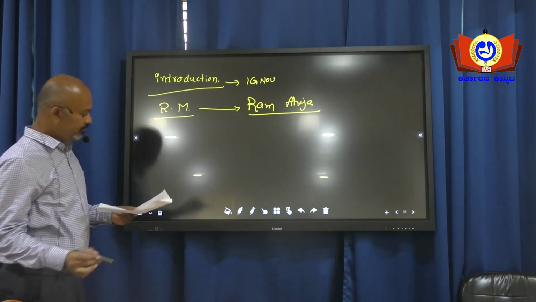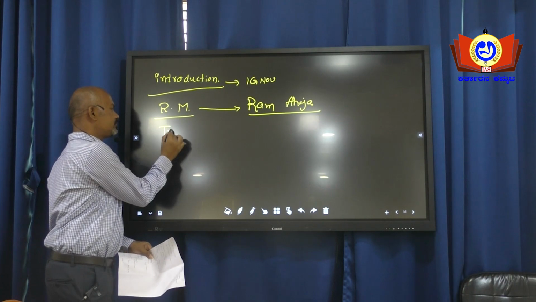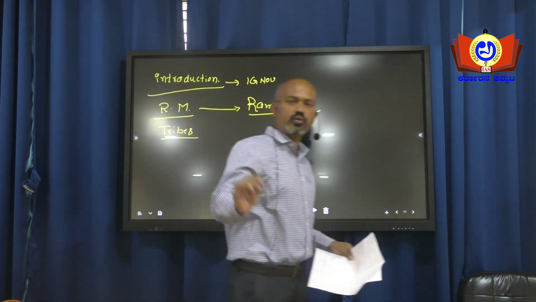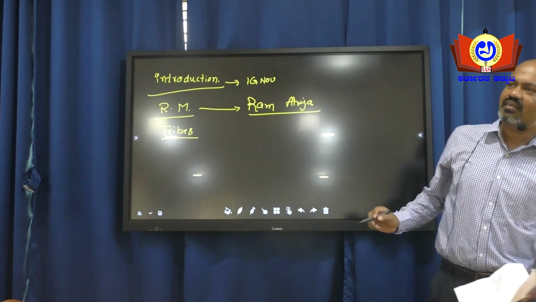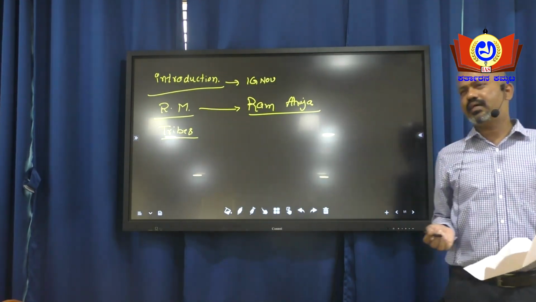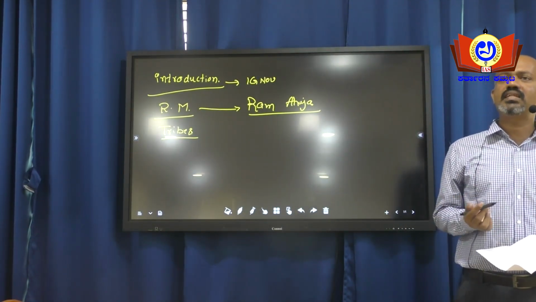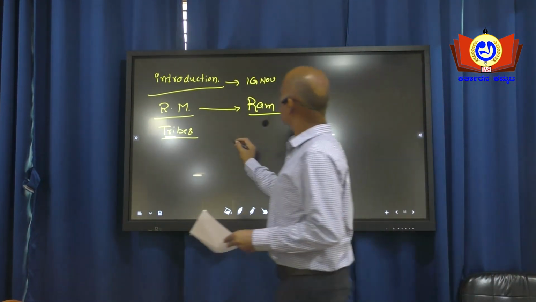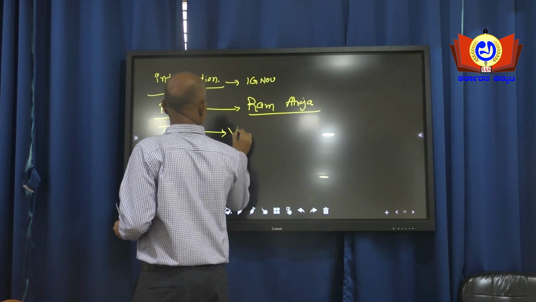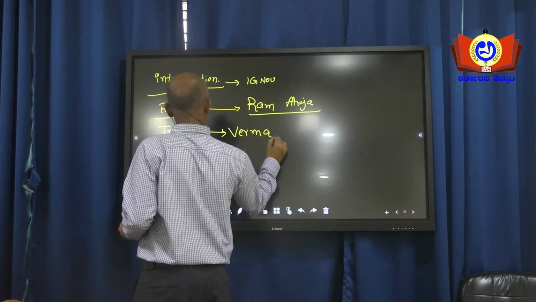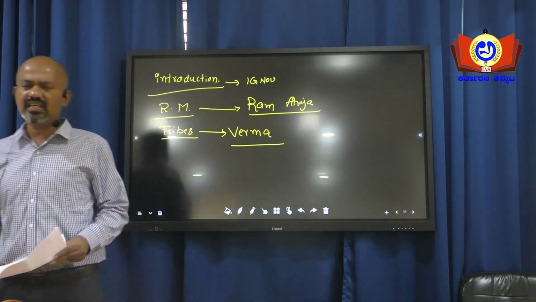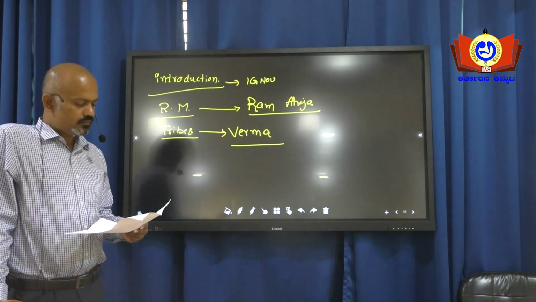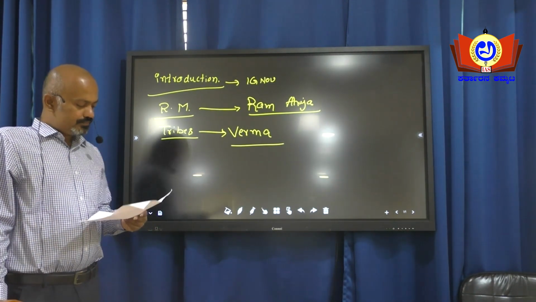The same book. And when it comes to tribes, specifically for paper 2, I have told, no? Tribes. For that one, two books were there. Previously, Nadeem Hussain's book was very popular, but nowadays Verma is becoming very popular. You can also go for Nadeem Hussain, but it is a little bit bulky. You can go for Verma.